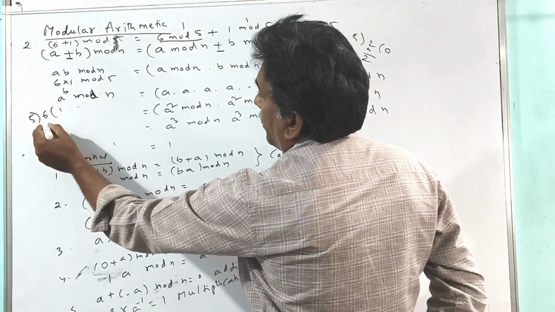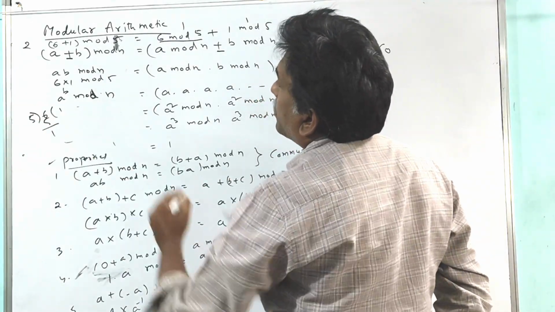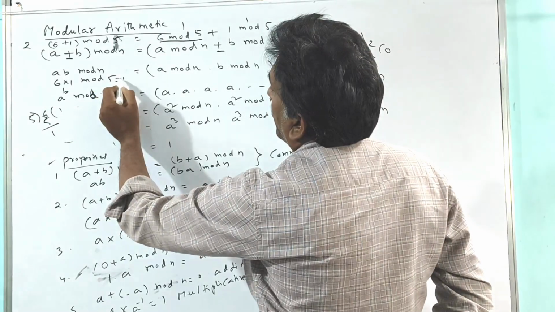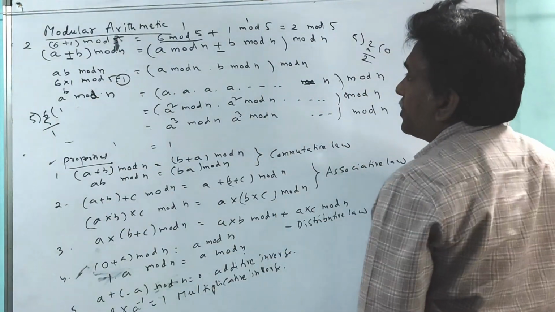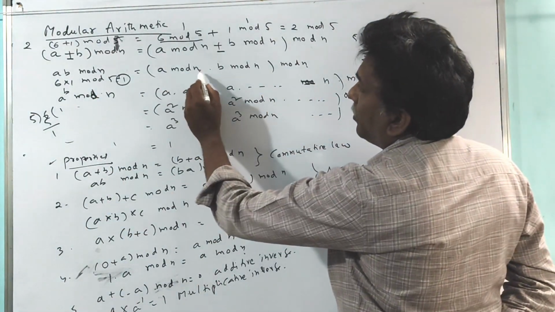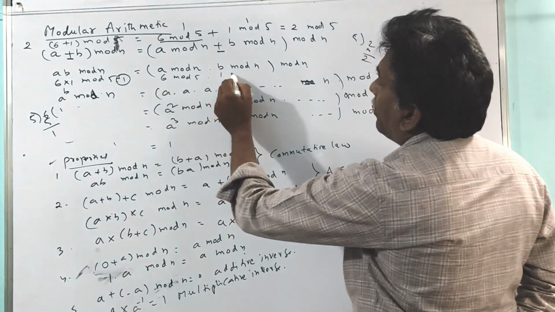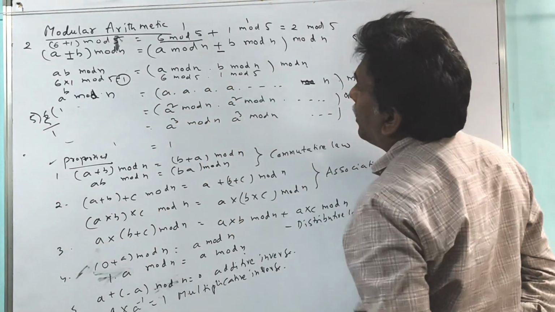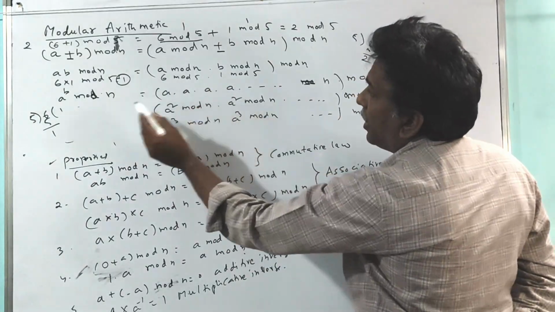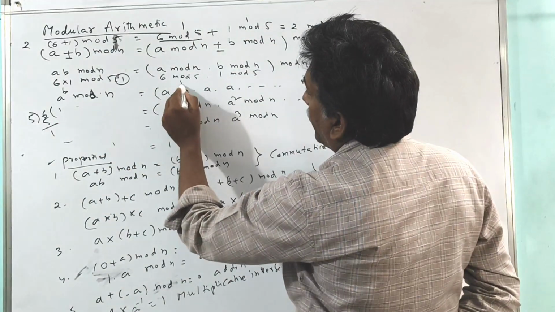5 divided by 6. 5 ones are 5. Remainder is 1. So 6 mod 5 is 1 actually. Okay. Now observe here. A mod n means 6 mod 5 and 1 mod 5. What is the answer? 6 mod 5, we already know, is 1.